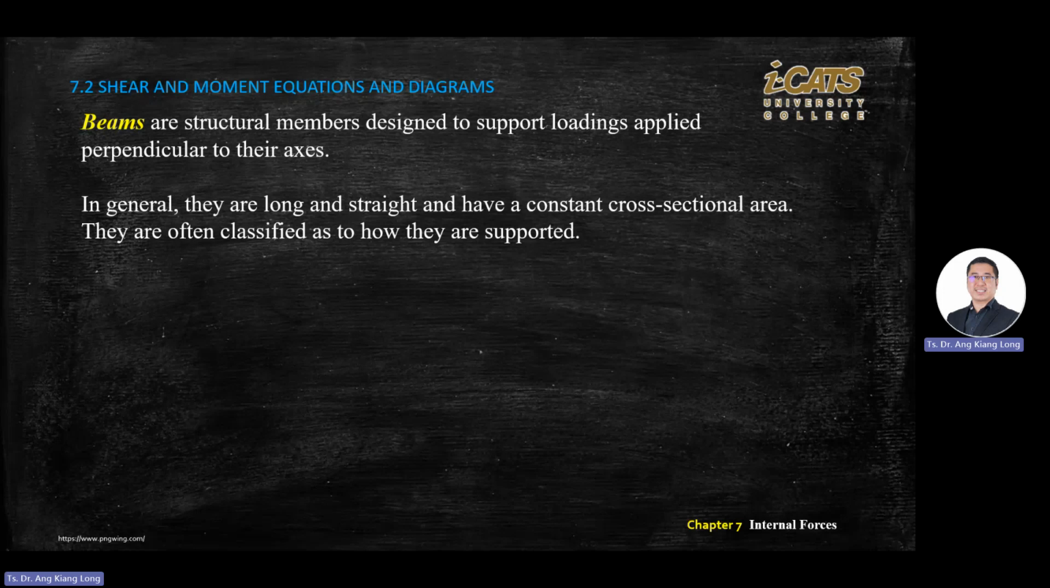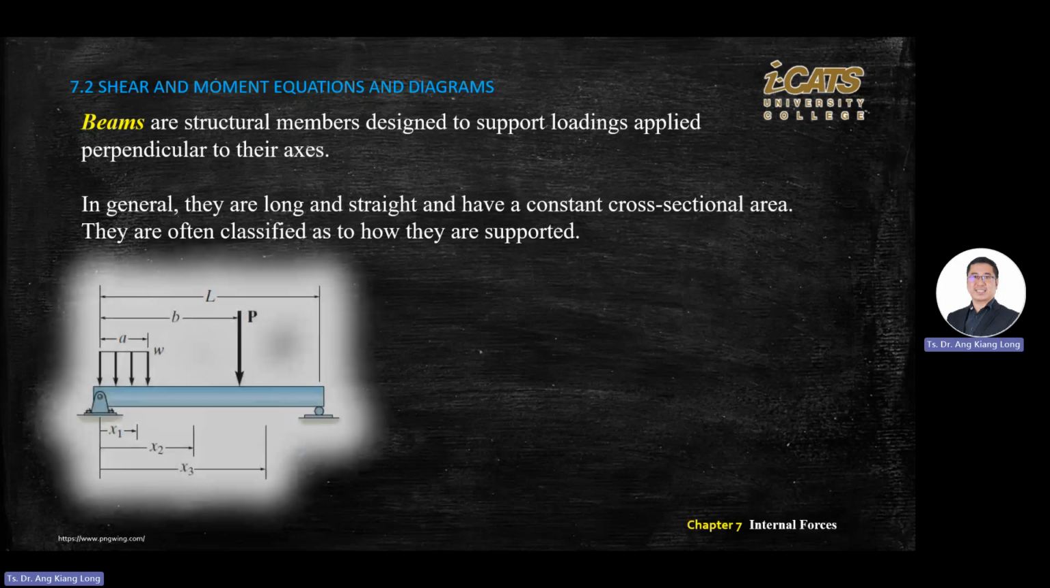Okay, so if you see a horizontal structure that's supported, and then there's an external force, that is a beam. A beam is a structure that supports loading that is perpendicular to its axis. How do you know its axis? You draw the central line along the body. Then you see the P is 90 degrees to the central line. All right, so that is called a beam.